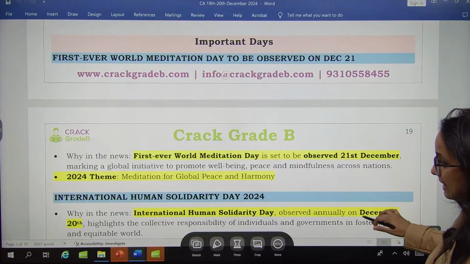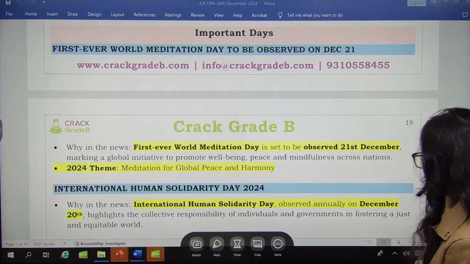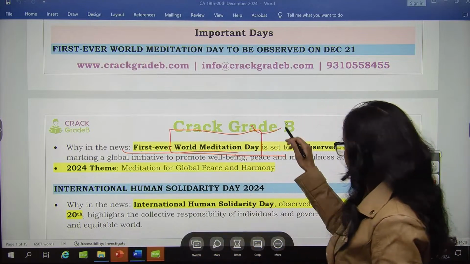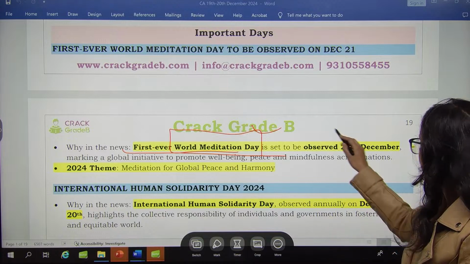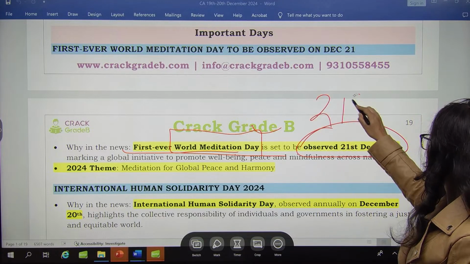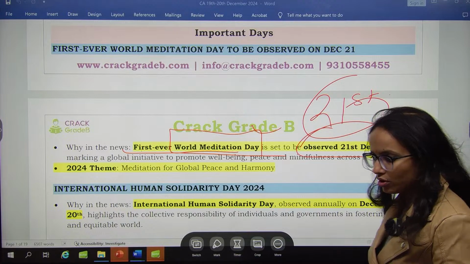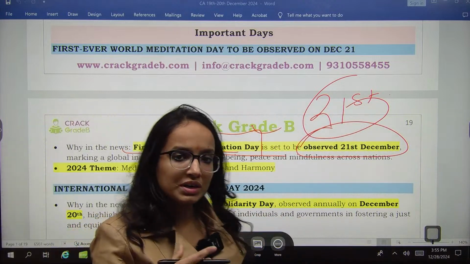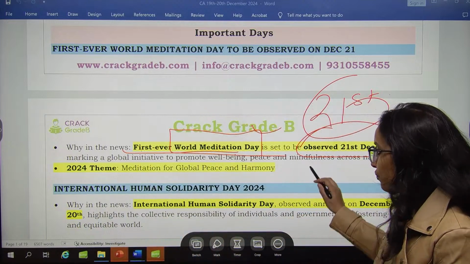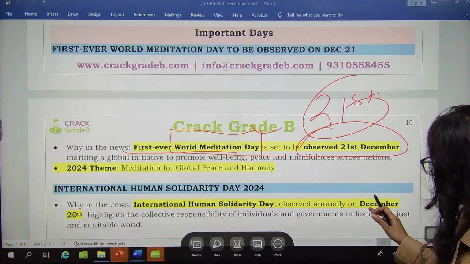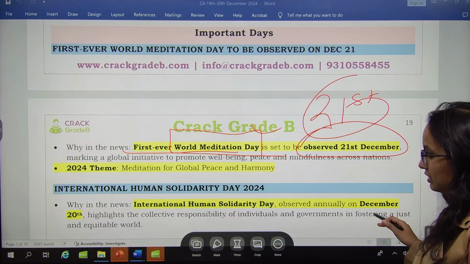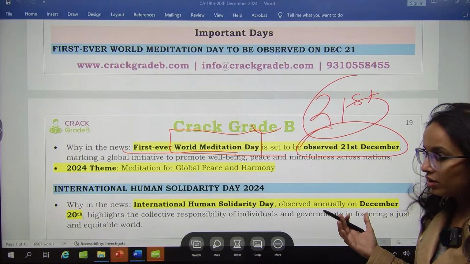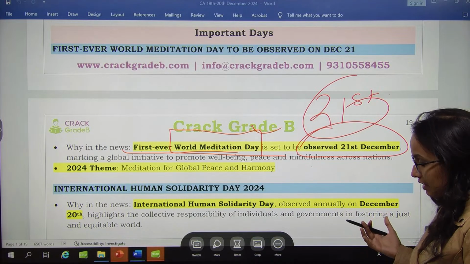Then important days, let's discuss. Now in important days, there is the first ever World Meditation Day organized on 21st December. That's why this can be important. Okay. So out of all the days, if something is being organized for the first time, it becomes more relevant, right? So the first ever World Meditation Day has been observed on 21st December, which is an initiative to promote global well-being.